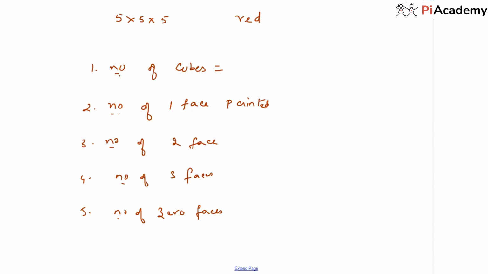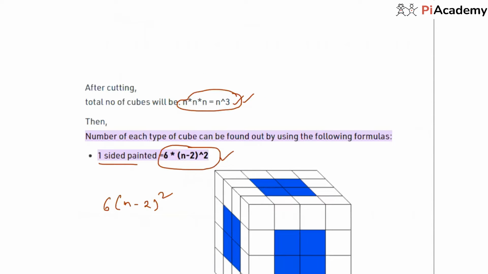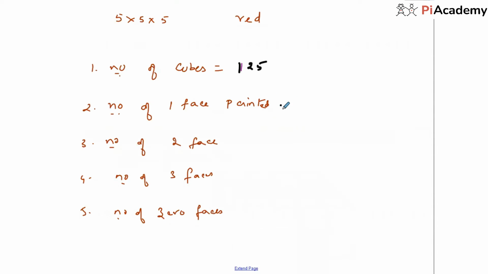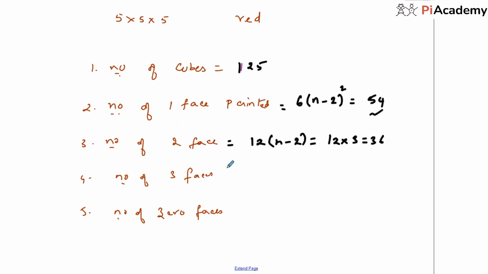The total number of cubes, how many cubes, guys? 125. Okay, 125. Number of one face painted. The formula is 6 times n minus 2 whole square. It's 54. 6 times 5 minus 2, 3 square, 9, 9 times 6, 54. Correct. Good. Next, number of two faces painted. 12 times n minus 2. 12 times 3, which is 36. Correct.